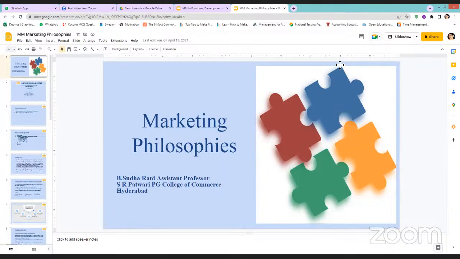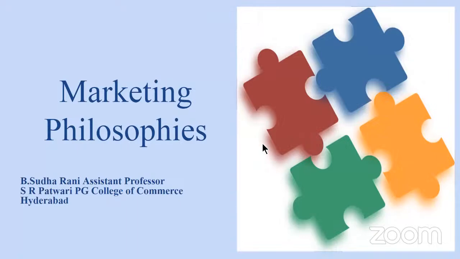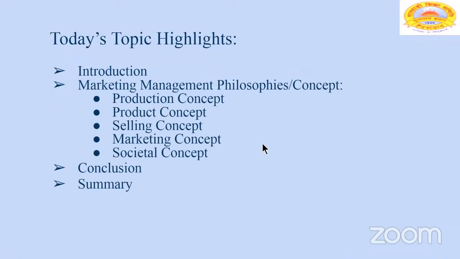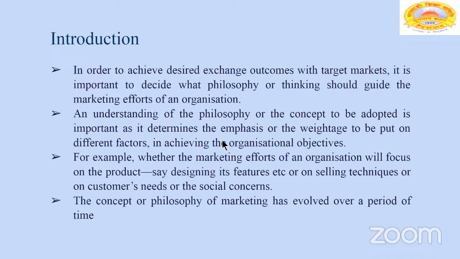Now, let us see the next important topic, that is marketing philosophies or evolution of marketing. I prepared this for the other class also, so the same I'm presenting. Under this, we are learning about various concepts. We can also call them the concepts of marketing, philosophies of marketing, or evolution stages in marketing, right?